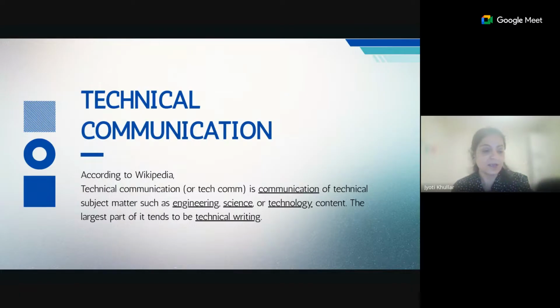What is technical communication? I'll go by the Wikipedia definition first. It's a communication of technical subject matter, such as engineering, science, technology, content, and the largest part of it tends to be technical writing. Technical writing and technical communication are sometimes used interchangeably, but they are not really the same thing. Technical writing is the largest subset of technical communication, you can say. So any idea what technical communication is all about, what technical writing is all about?